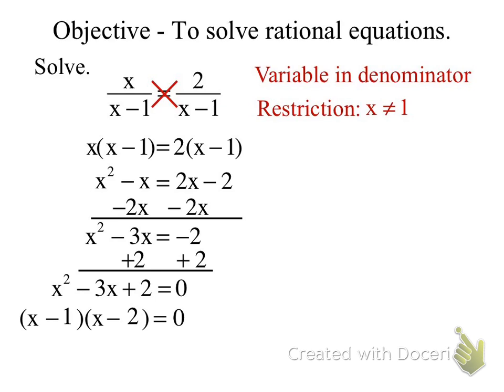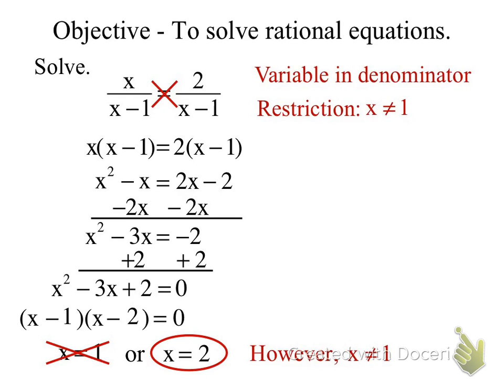And then my solutions are 1 and 2. Now, are both of those answers viable? No. We see that x is equal to 2. In this situation, 1 doesn't satisfy the restriction, so we only get 2.